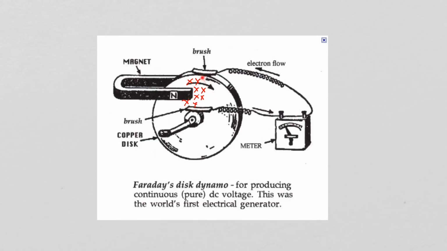So these X's are representing the magnetic field going into the copper disc. Because of the mechanical motion of the disc, the electrons in the vicinity of the magnetic field have a velocity to the right, and I'm showing one of those electrons here. So the electrons will flow like this.